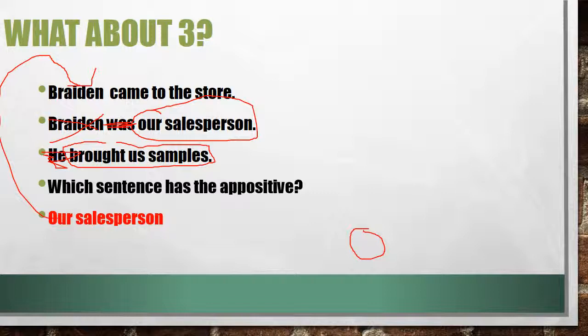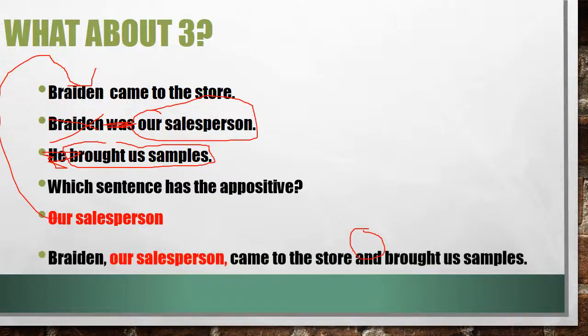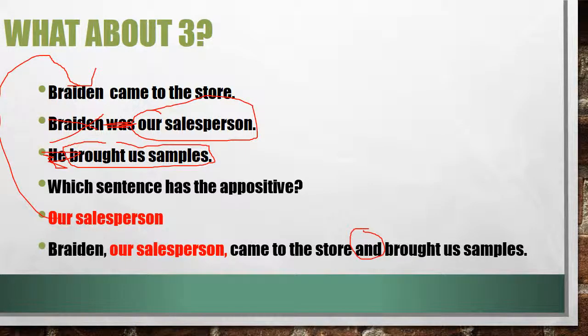So where in the world will we put our salesperson? Let's think about it. It's an appositive, so it has to go next to what it's describing. It has to be where? You got it. Has to be right here next to Braden. So we got that part done. Braden, our salesperson, and now we're just going to slide everything else that's left. Came to the store, brought us samples. Look at this. Braden, our salesperson, came to the store and brought us samples.